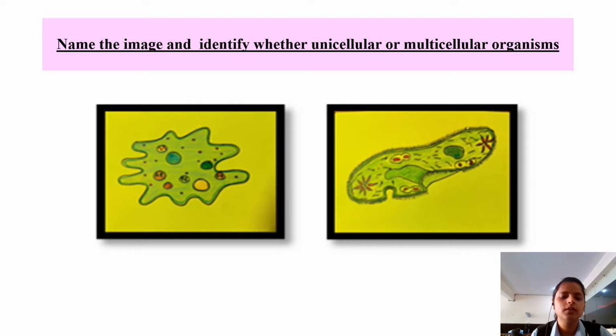Yes, the first image is of amoeba, very right. And the second image is paramecium. Yes, and these are unicellular organisms, as we have studied earlier. So now let's move further.